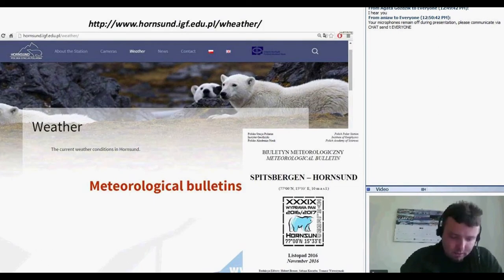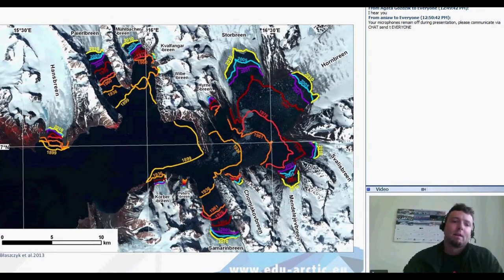If you're interested in the data that I'm dealing with, and it's the data that is collected in Hornsund, you can Google this site, hornsund.igf.edu.pl/weather. There are meteo bulletins. We prepare those every month after the month. And having this data and having some historical data, my friend was able to prepare this map.